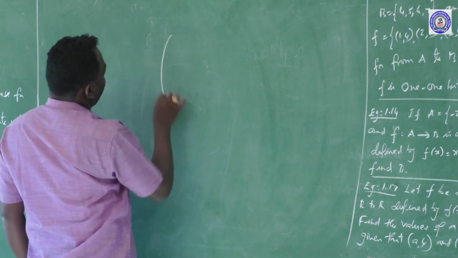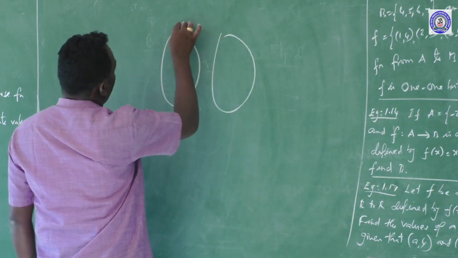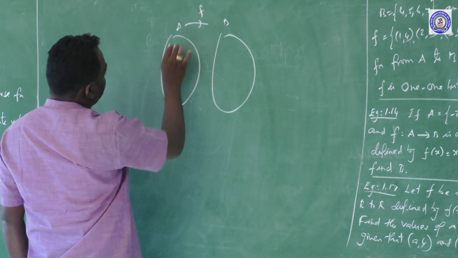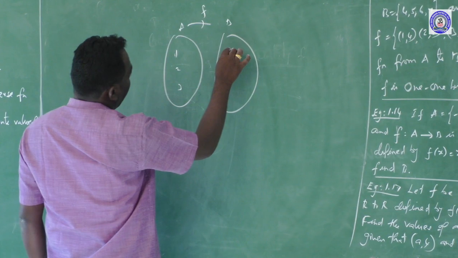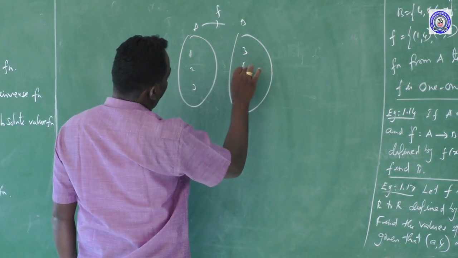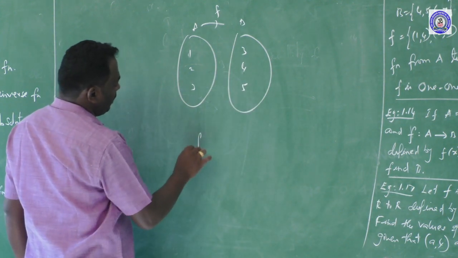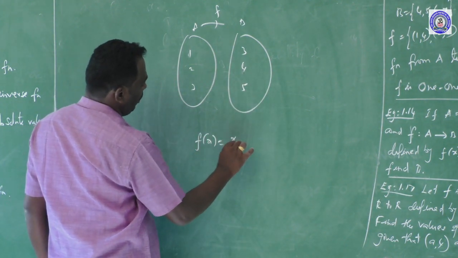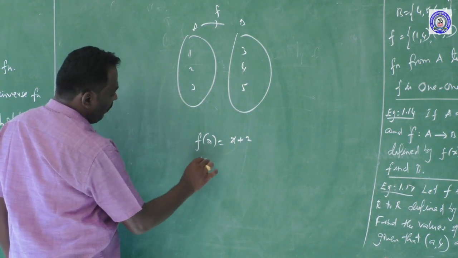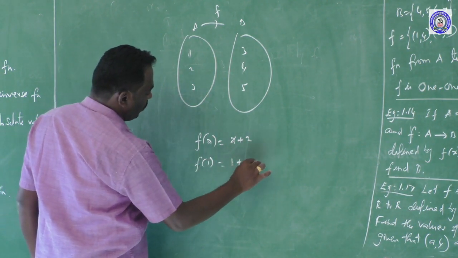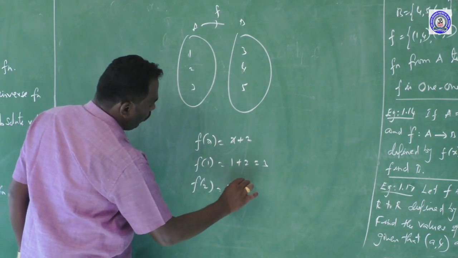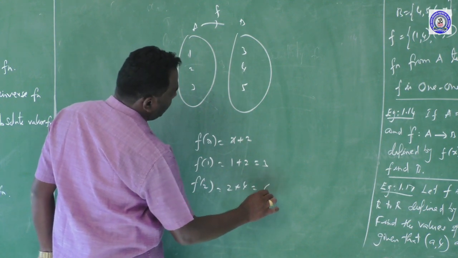So let us consider a function from A to B, where A has the elements 1, 2, 3, and B has 3, 4, 5. The function is defined by f(x) = x + 2. Now, putting in the values: f(1) = 1 + 2 = 3, then f(2) = 2 + 2 = 4.